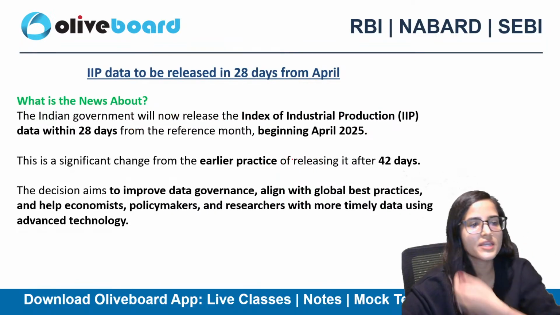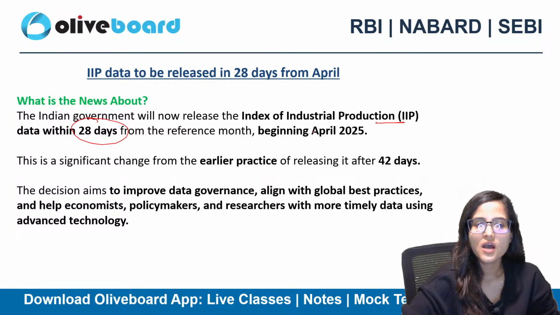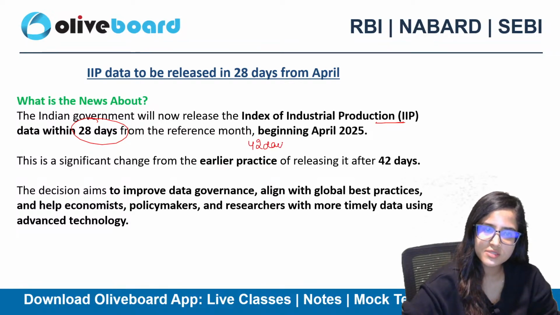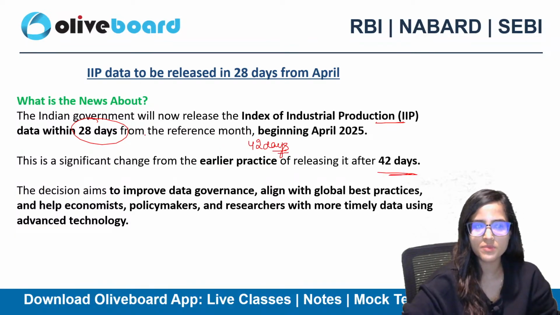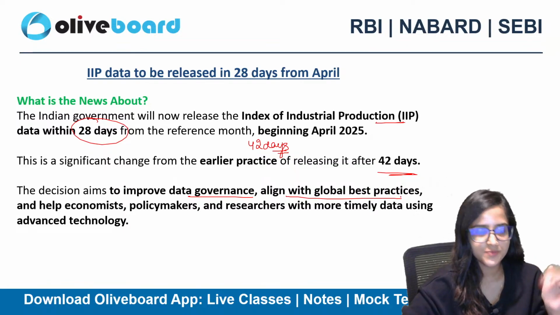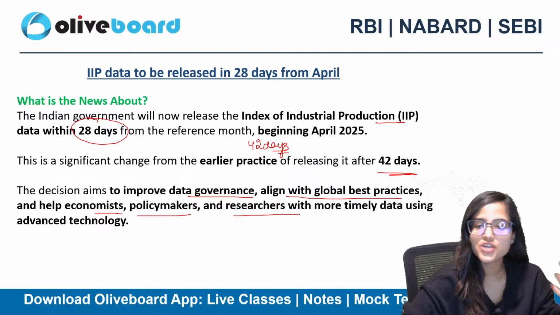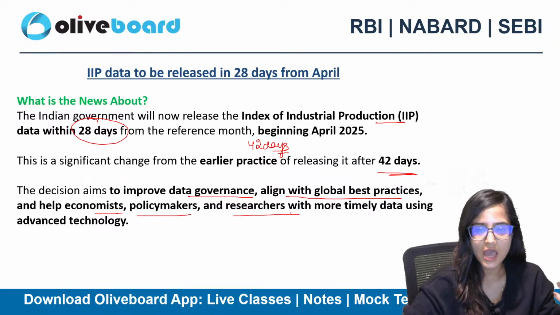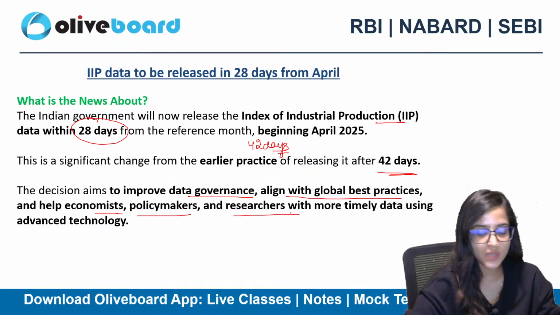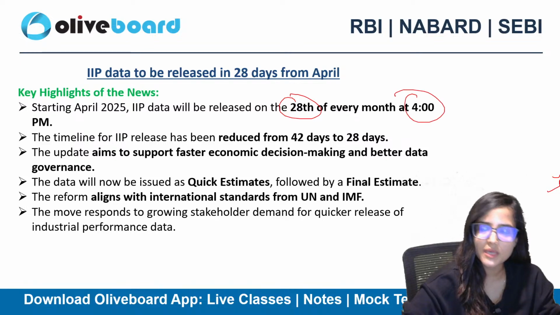The Indian government will now release this IIP data within 28 days. It was earlier released after 42 days, but now it will be released on the 28th day of every month. And why? To improve data governance, to align with global best practices, and to help economists, policymakers, and researchers have more timely data, given the advanced technology that we have. It will be released on the 28th of every month at 4 p.m.